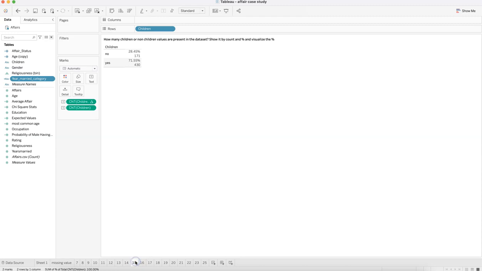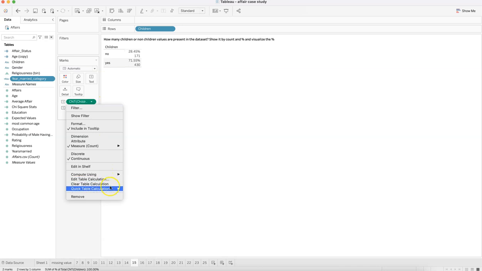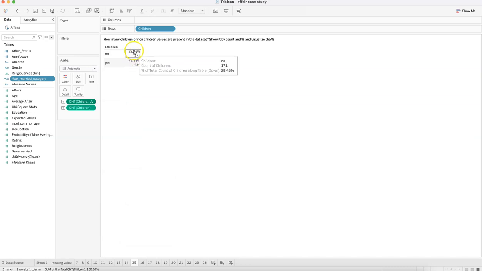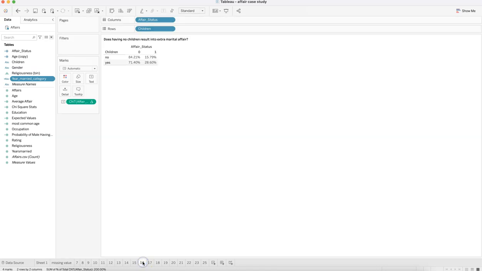Okay, so with that, let's move on to the next question. How many children or non-children values are present? Very straightforward. We take children, yes or no. We first take the percentage by taking percent of total, computed using table down. That shows 71% of observations are with children, that means children are present, and 28% where children are not present. And then you have the count, so you bring in children again over here. The count, put it on the text, will show you the count of values.